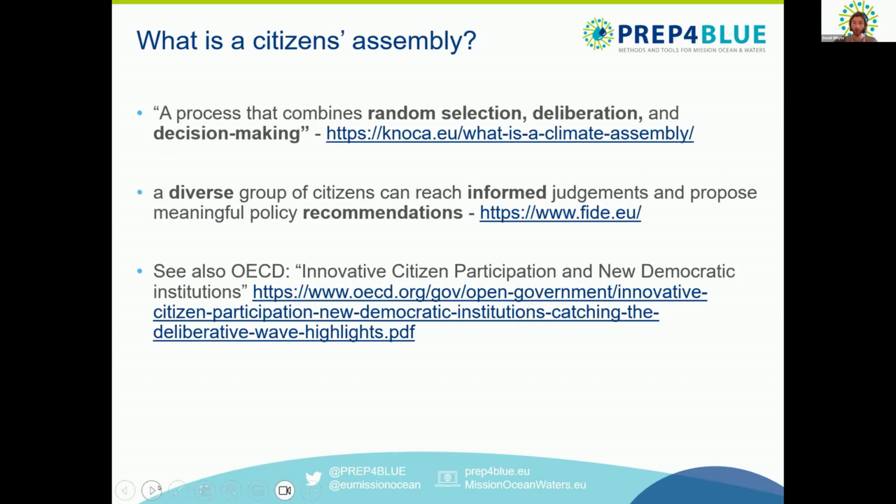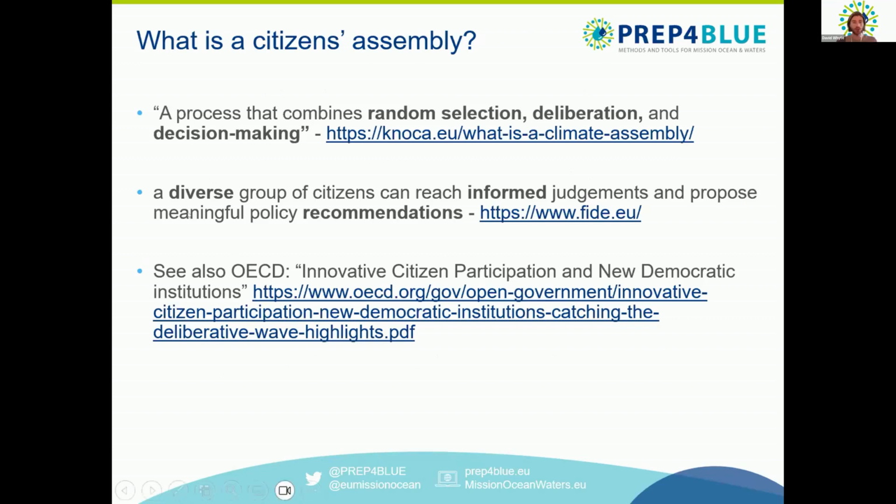And within a project mold, because a lot of us in this space work within 12-month funding rounds or otherwise 3-year projects, we're going to be talking about how something like a citizen assembly process can be set up and run within that time period.